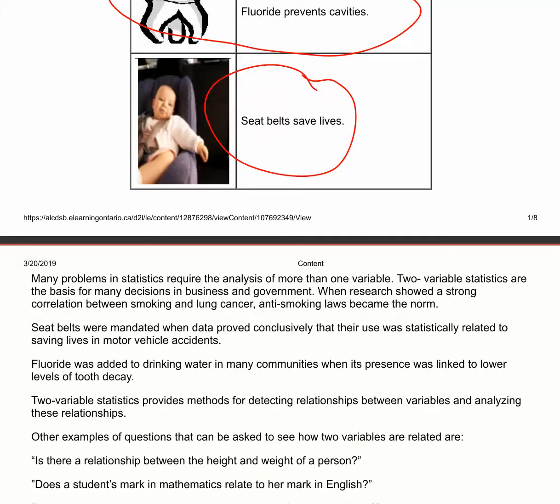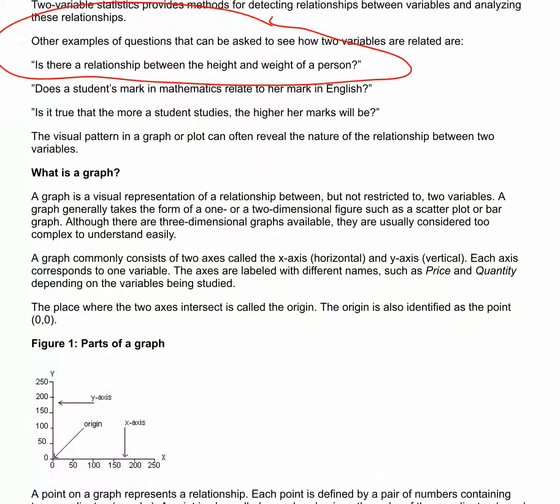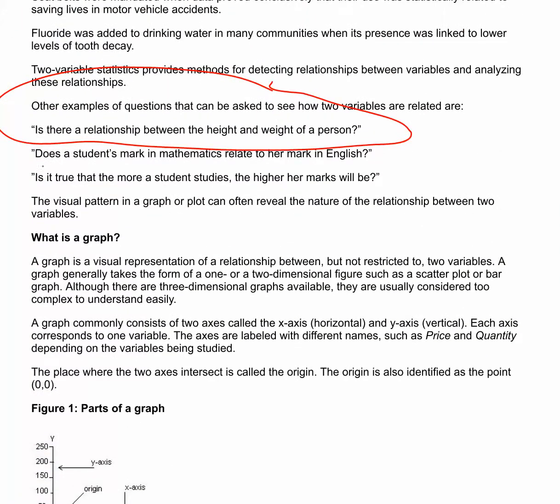Like below here, is there a relationship between the height and weight of a person? Does a student's mark in mathematics relate to a mark in English? Probably not, but you never know, right? And is it true that the more a student studies, the higher marks there will be? These are all different examples of two variable statistics.